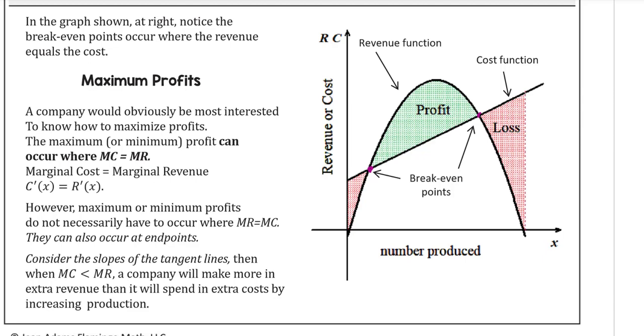A company would obviously be most interested in knowing how to maximize profits. So that occurs where marginal cost equals marginal revenue. Okay, those are break-even points. However, maximum or minimum profits do not necessarily have to occur where MR equals MC. They can also occur at endpoints.